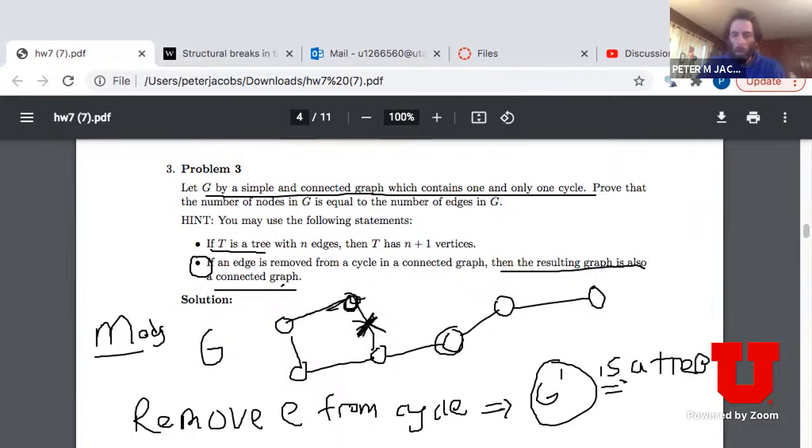There were m edges in G. So G prime is a tree, and the number of edges that it has is one less than the number of edges in G, because we just removed an edge from G. So it's a tree, and it has m minus 1 edges.